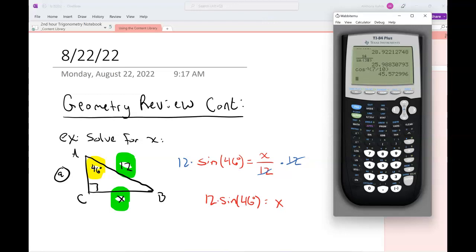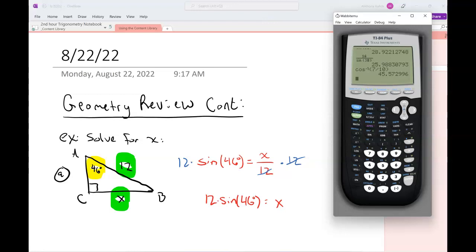What do I need to be careful about before I start typing this into my calculator? Degree? I do need to make sure it's in degree mode, yes. Whenever I'm using sine, cosine, or tangent, the mode of my calculator has to match the measurement on my angle. In this case, we're using degrees on our angle. How do I know that? The symbol was written right next to the 46, right?